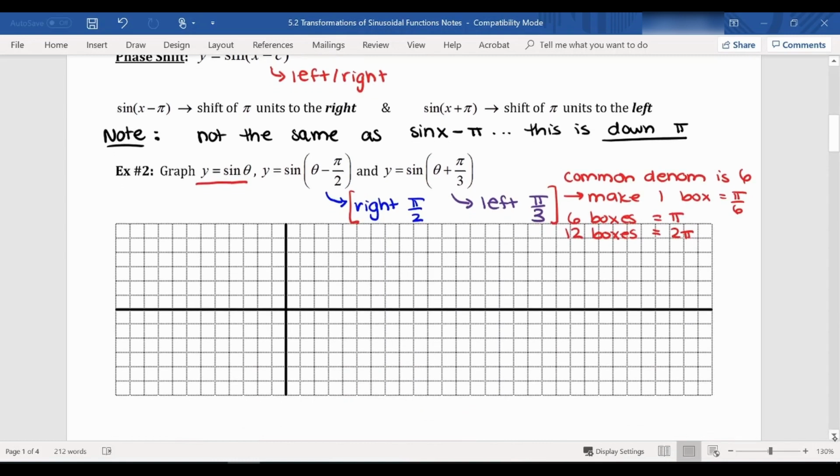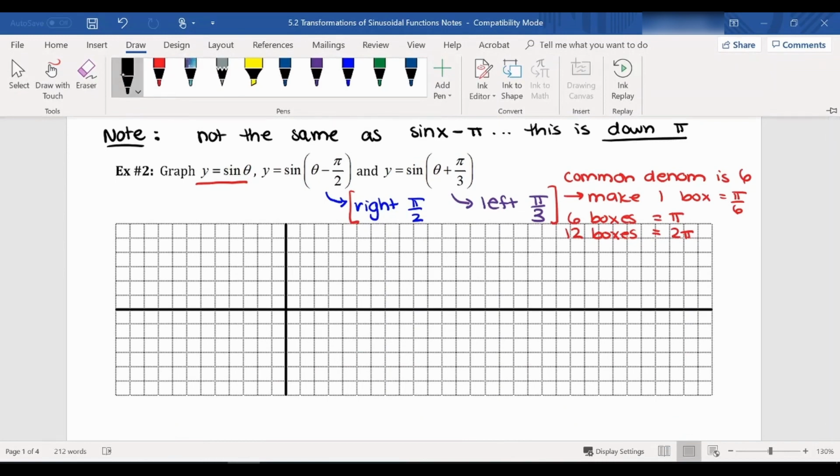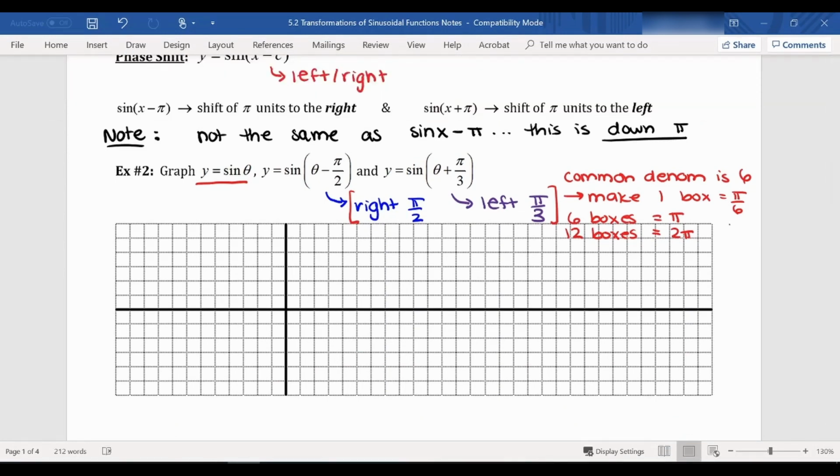If this didn't work, then we might have to double it, or halve it or something. But if I try this, this is going to work. 12 boxes is good for me. So 1 box is pi over 6. 6 boxes is pi, and 12 is 2 pi. So I could keep going. I could do another 12, 2, 4, 6, 8, 10, 12. That would be 4 pi. That would fit us in another cycle.